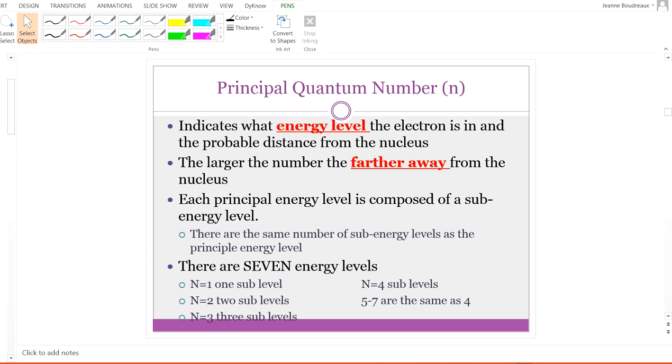Now, each principal energy level is composed of sublevels. It's kind of like you have a house, and inside your house you have rooms. Well, we have energy levels, and inside those energy levels we have sublevels. Now, there are 7 main energy levels. N is equal to 1 is energy level 1, N is equal to 2 is energy level 2, N is equal to 3 is energy level 3, and so on and so forth. So that one's pretty easy.